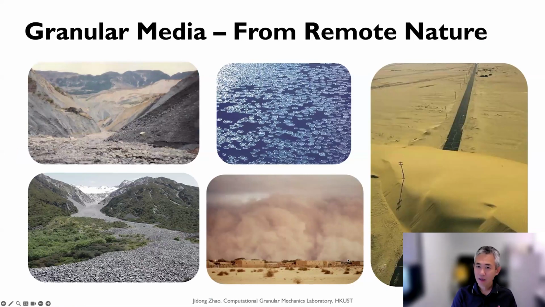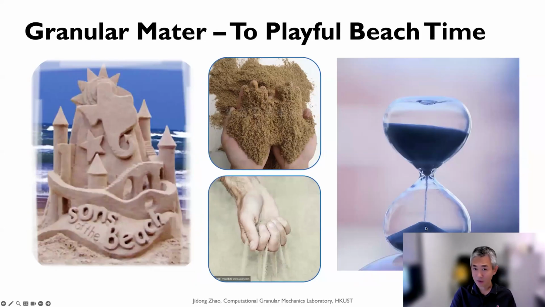So granular media is everywhere, as we see in remote areas in the mountains, and even sea ice, and ice is considered granular media. The dust storm is considered another type of granular media. Of course, the sand of the desert is a typical granular media. And in our daily life, for example, if we go to the beach and play with sand, these are quite fascinating phenomena that we can observe in typical granular media like sand.